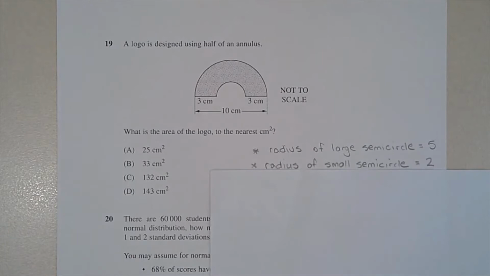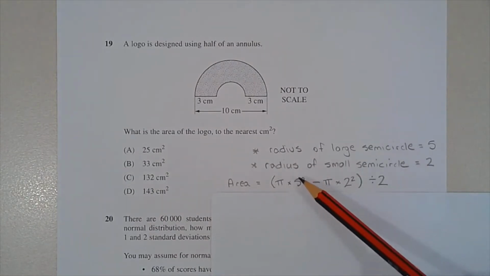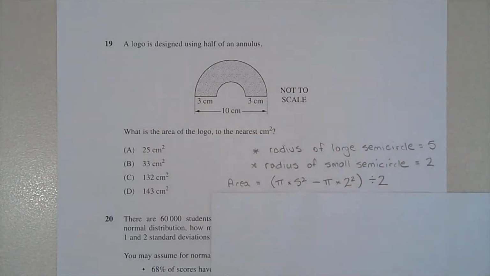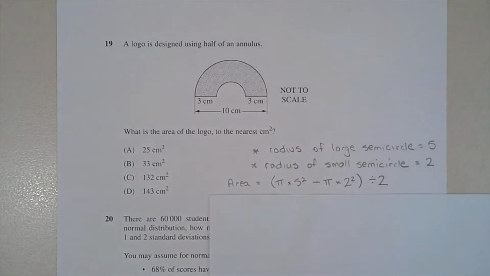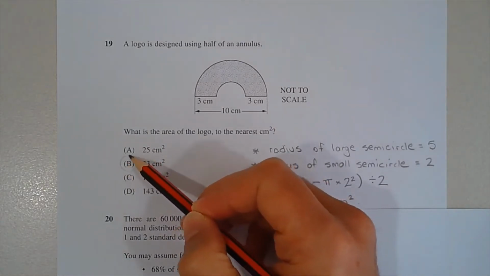Next, we can work out the area of this particular composite shape. And that'll be pi times r squared. So this is the large r, 5 squared, so the large semicircle. I'm treating it as a circle at first. I'll be dividing by 2 at the end because we are dealing with semicircles. So let's work it out as if it was a whole circle. So pi r squared, pi times 5 squared, minus pi times 2 squared. So this is the small r, the smaller radius. And of course we need to divide that by 2 because we are dealing with semicircles. And that gives us 32.986 dot dot dot. And of course that rounds to 33 square centimeters, correct to the nearest square centimeter. So option B.